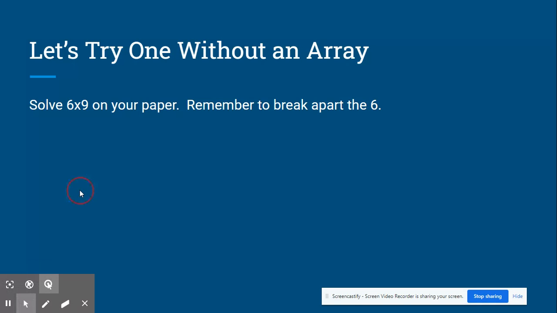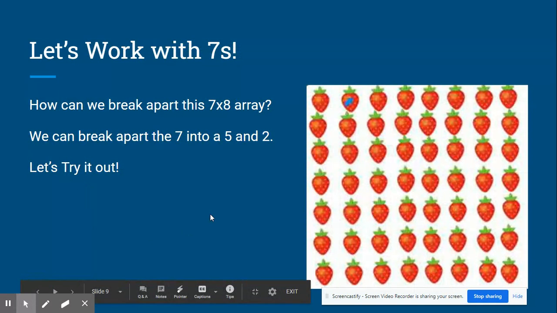So we are now looking at working with sevens. So working with sevens is very similar to working with sixes because you are breaking it up into 2 very friendly numbers, a 5 and a 2. So let's try this one out.